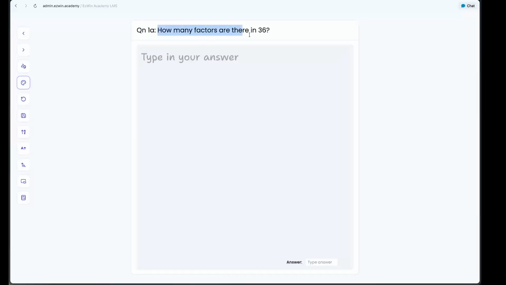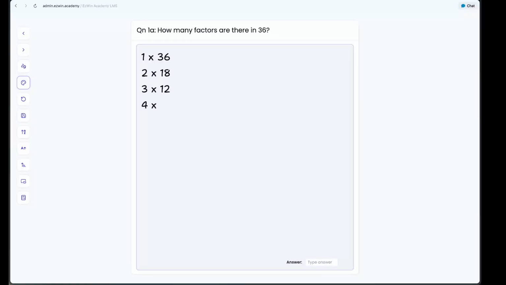Question 1a, how many factors are there in 36? So we will just list it down. So 1 times 36, and there are 2 times 18, 3 times 12, 4 times 9. Okay, and then 5, can we do that? Nope. Then 6 times 6, then can we do 7? Nope. 8, nope. And then 9, then we continue off from there.